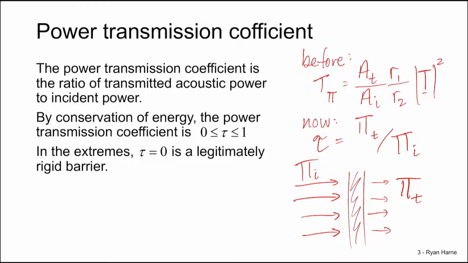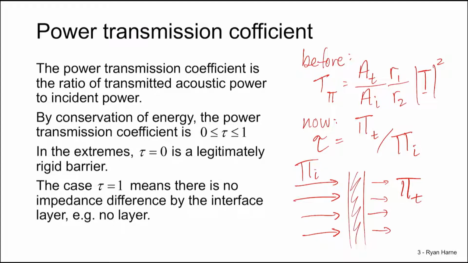In the extremes, tau equal to 0 is a perfectly and legitimately rigid barrier. No sound power is transmitted. In the case where the power transmission coefficient is equal to 1, this means there is no impedance difference created by the interface. This typically only occurs if the layer doesn't even exist, so that there's nothing stopping the transmitting power from being equal to the incident power.